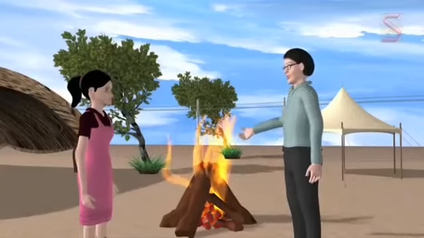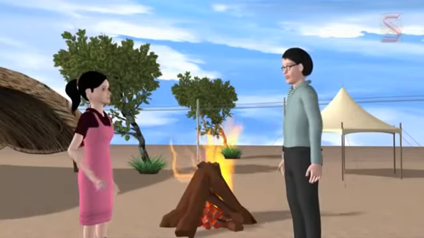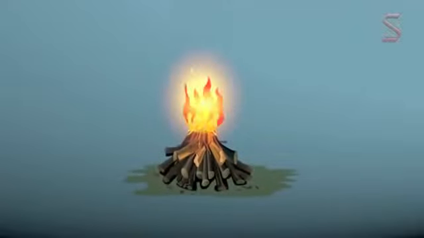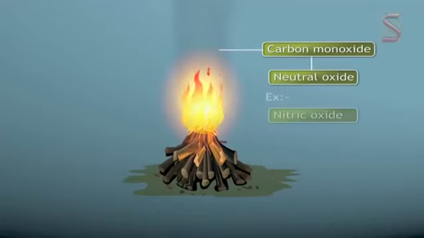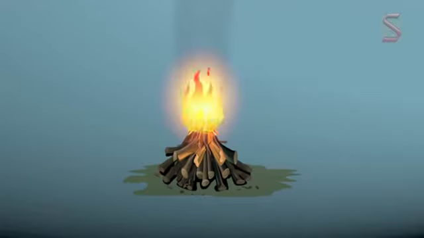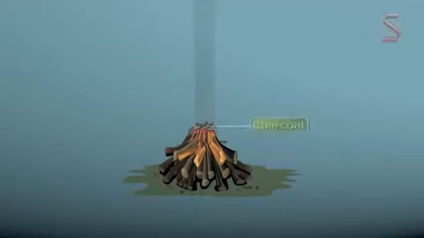Observe the bonfire. In this bonfire, there is a partial combustion. Carbon monoxide is produced. This is a neutral oxide. Nitric oxide is another example of a neutral oxide. We don't need the fire anymore. Let's put it out. The fire is gone, but the unburnt charcoal is left behind.